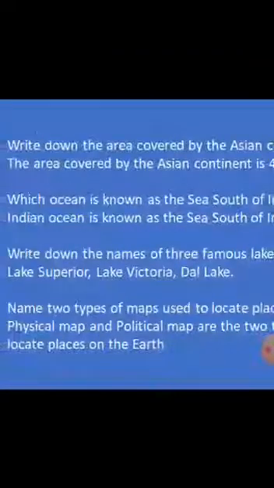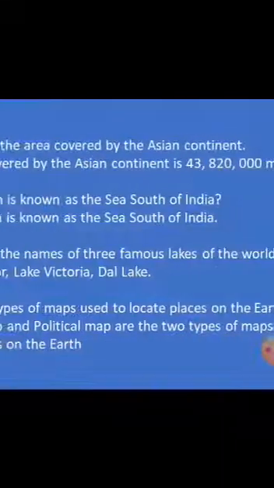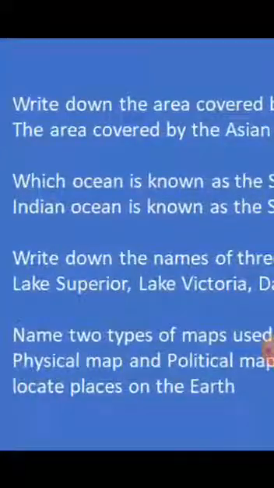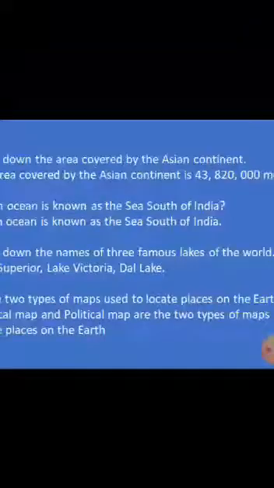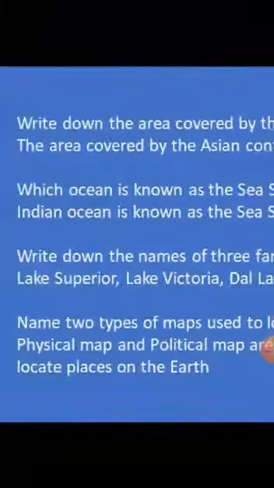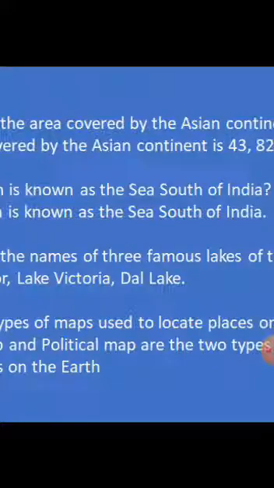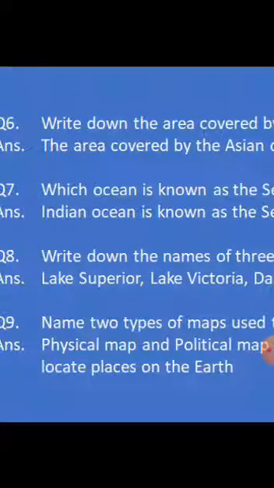Then next, which ocean is known as the sea south of India? Indian Ocean is known as the sea south of India. Then, write down the names of 3 famous lakes of the world. Lake Superior, Lake Victoria and Dal Lake. Write the names of 3 famous lakes of the world: Lake Superior, Lake Victoria and Dal Lake.